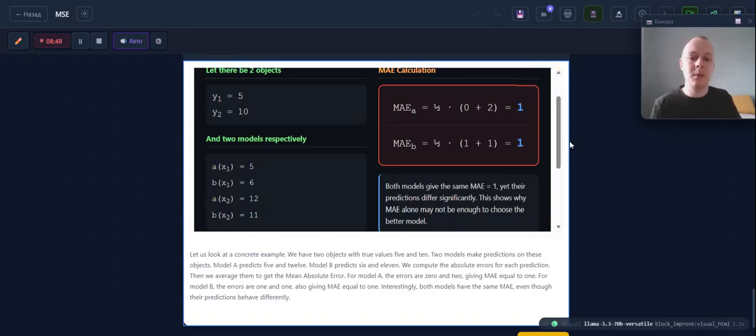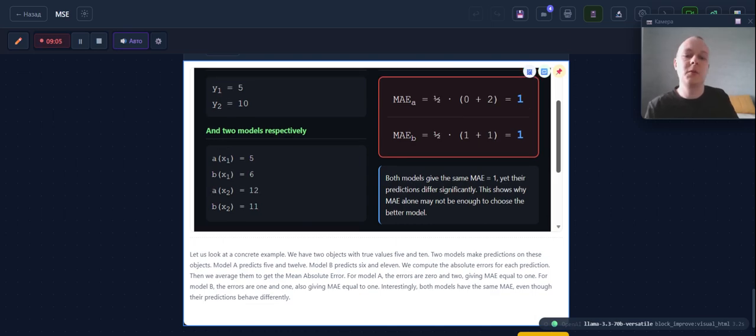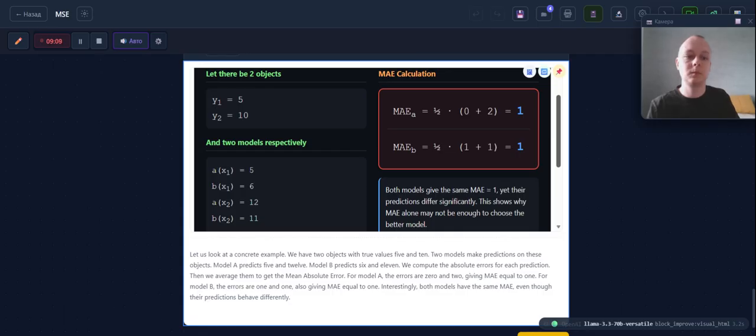Both models give the same MAE of 1, and predictions differ significantly, and that's one of the reasons why MAE alone might not be enough to choose a better model, because from here we cannot see the difference between these two results, and that might confuse us in some cases.